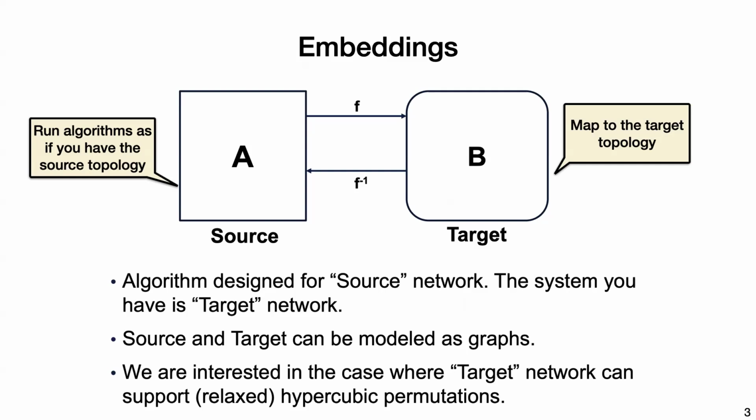Suppose you read a paper and the paper gives you an algorithm that assumes some source topology A, but you have target topology B. If you had a mapping, you could run the same algorithm on the source topology A and use the mapping to run it on the target by applying some function on the ranks. From the point of view of the algorithm, you're still running it as described. You're just applying some function onto the rank number, and that maps it onto a different node. So the source and the target are graphs, and for the entire class the target is going to be able to support relaxed hypercubic permutation.